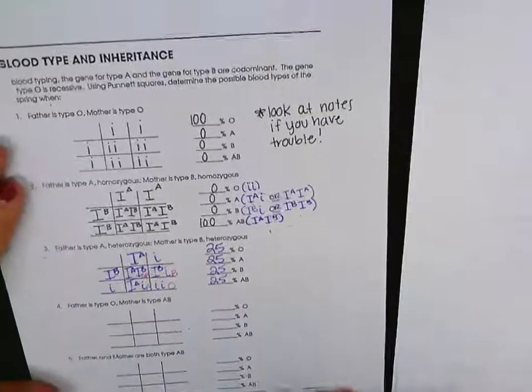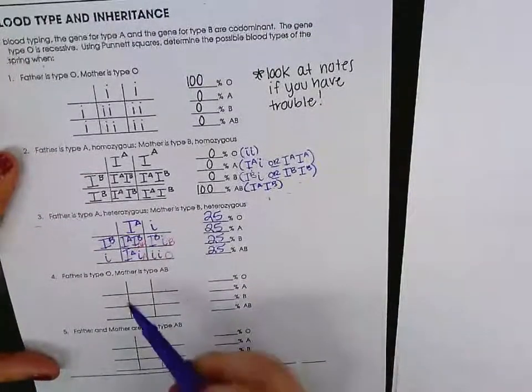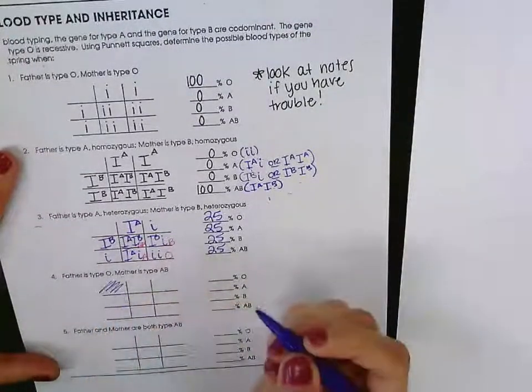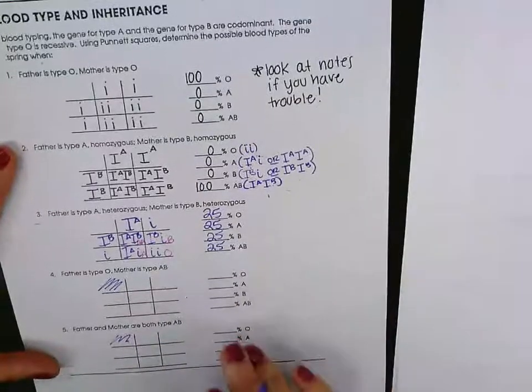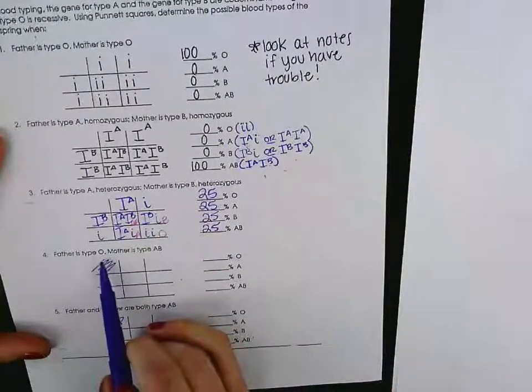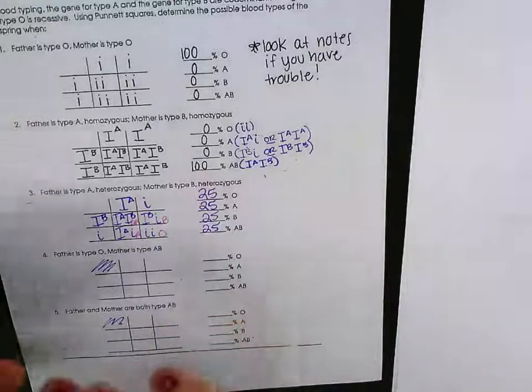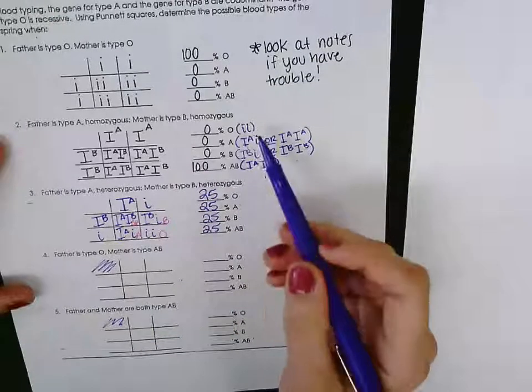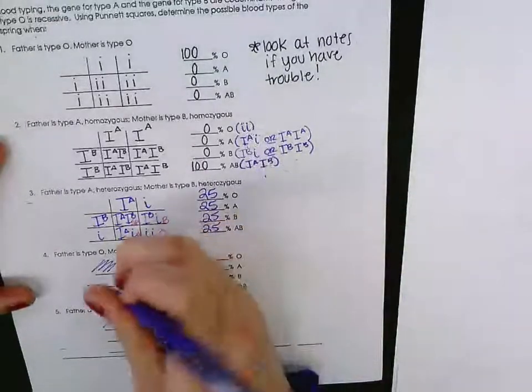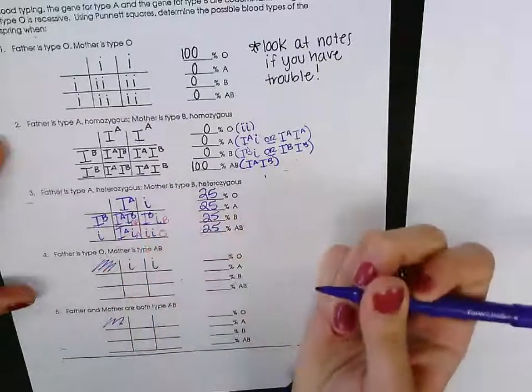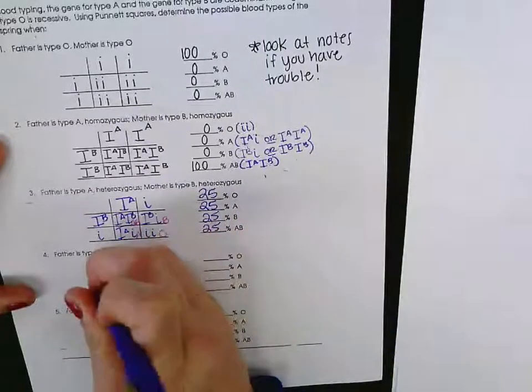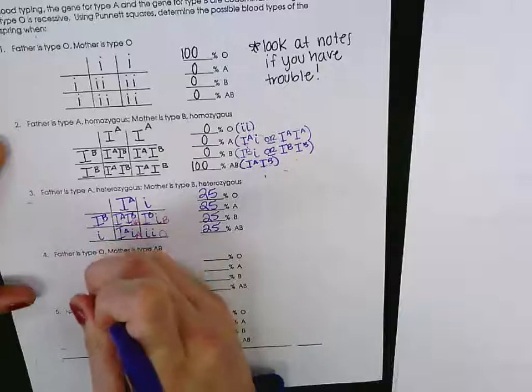Let's go down to another problem, similar layout. And I know this is a little confusing. Guys, this is the same thing as a Punnett square. If it helps to scribble out that little corner, you can. So here we've got a father that is type O and a mother that's type AB. So there are no options here. Dad's type O, so he's going to be little i, little i. And mom is AB, so she has to be I^A I^B.